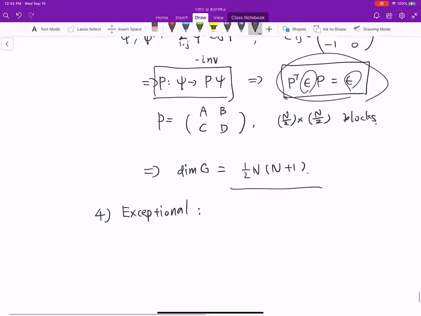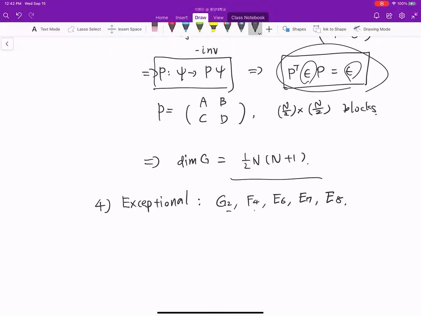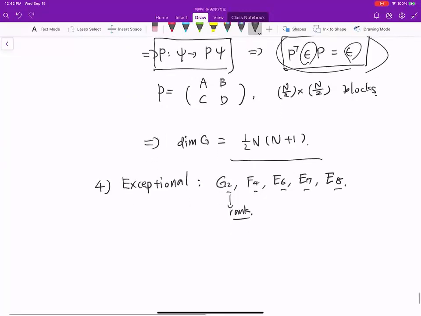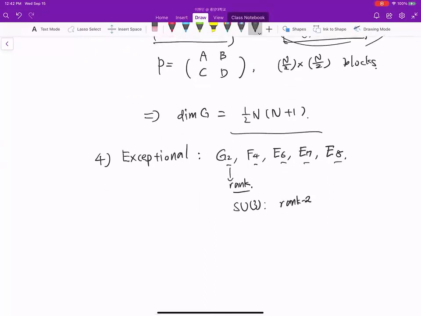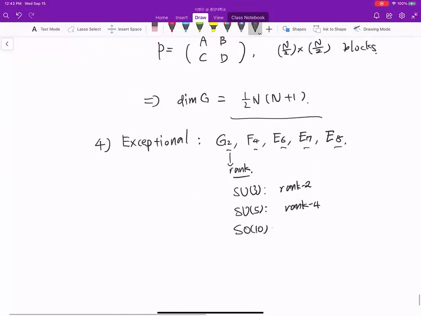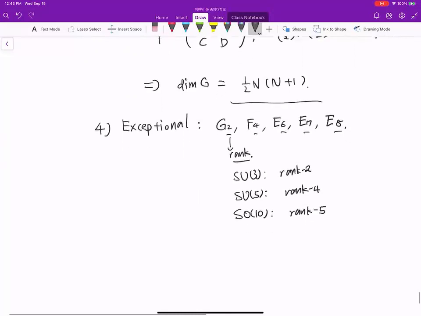the exceptional groups. The exceptional groups are G2, F4, E6, E7, E8, where the subscripts 2, 4, 6, 7, 8 indicate the rank of the group. As I said, SU(3) is rank 2, SU(5) is actually rank 4, and then SO(10) is rank 5, something like that.